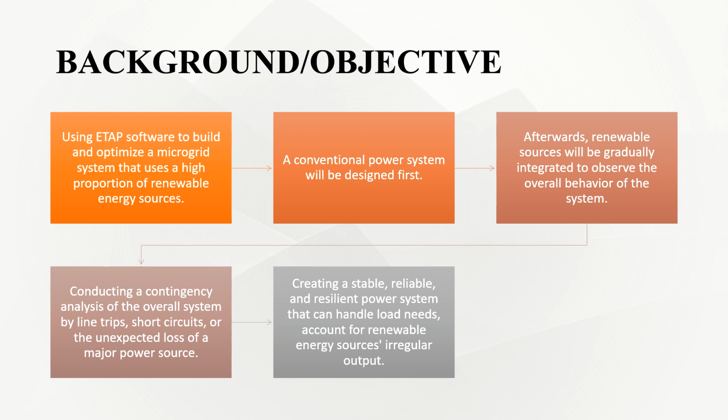Then we will conduct some contingency analysis of the overall system, such as line trips, short circuits, or unexpected loss of a major power source, that will allow us to observe the real life scenario of this proposed scheme. And eventually that will allow us to create a stable, reliable, and resilient power system that can handle load needs and account for the irregular output of renewable energy sources as well.